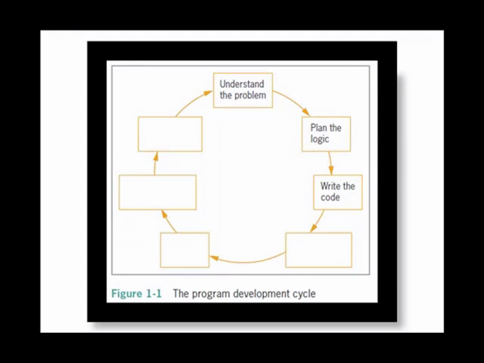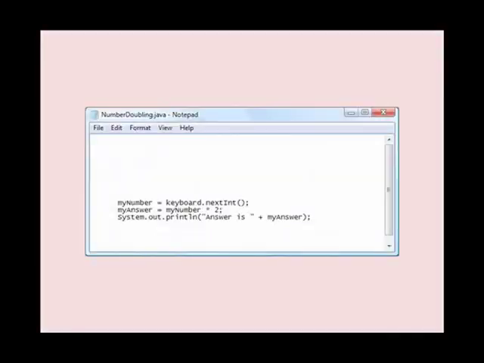After you understand the problem and plan its logic, you can write the code to the computer program. Writing the code means putting it into a computer programming language, such as Visual Basic or C++ or Java. For example, here's some Java code.